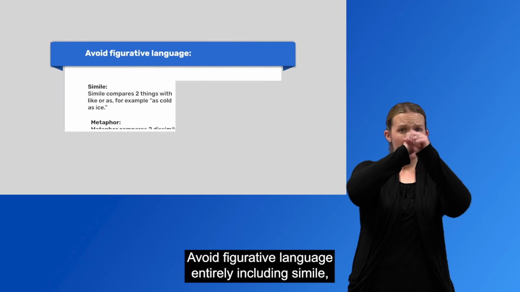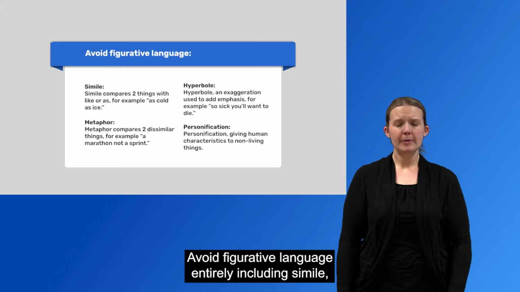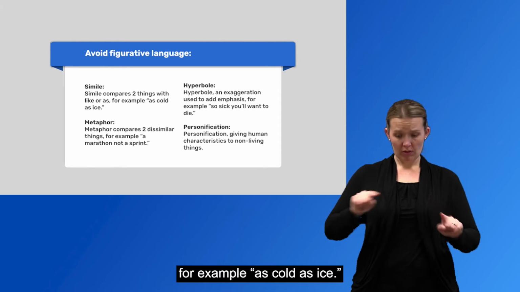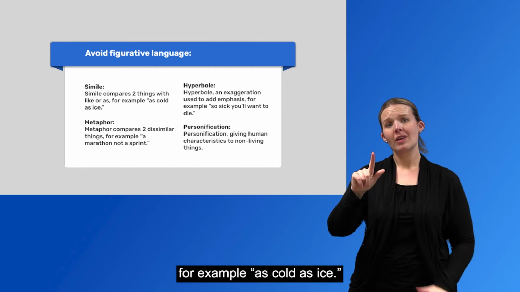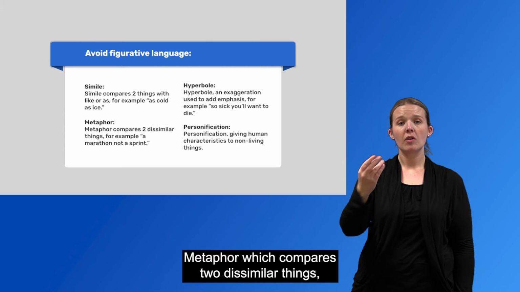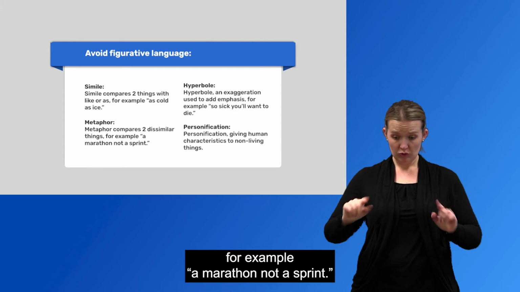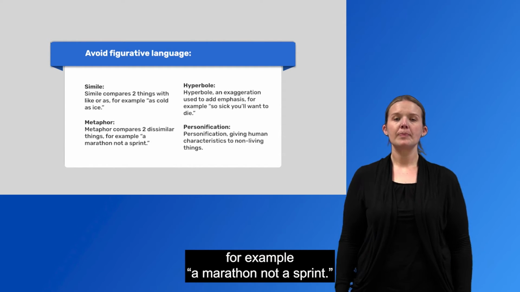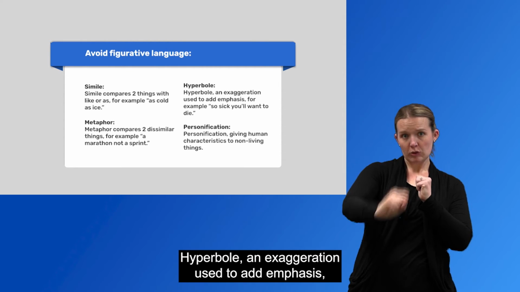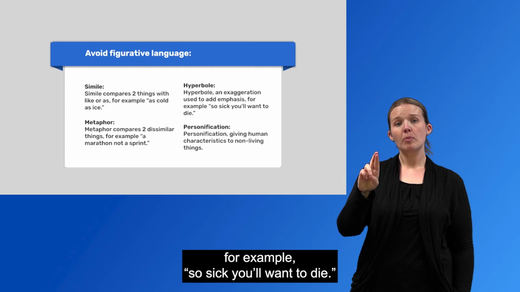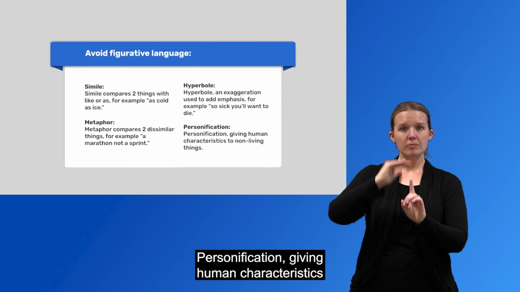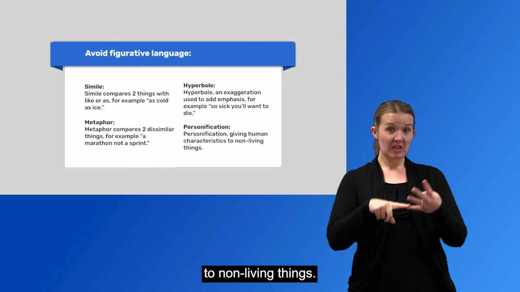Avoid figurative language entirely, including simile, which compares two things with like or as, for example, as cold as ice. Metaphor, which compares two dissimilar things, for example, a marathon, not a sprint. Hyperbole, an exaggeration used to add emphasis, for example, so sick you'll want to die. Personification, giving human characteristics to non-living things.